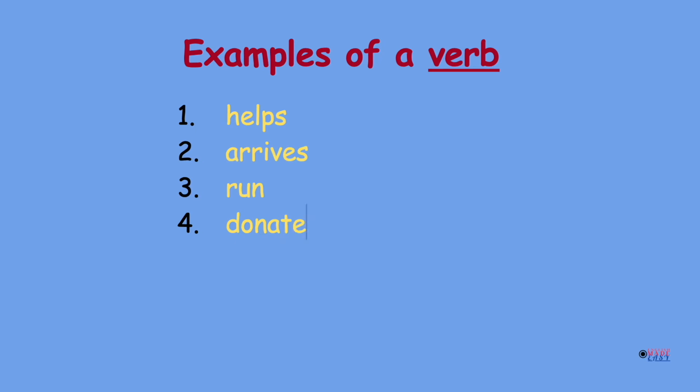Here are 5 examples of a verb. Number 1, helps. Number 2, arrives. Number 3, run. 4, donate. And number 5, plays. And these are the same verbs we used in our previous examples of complete sentences.